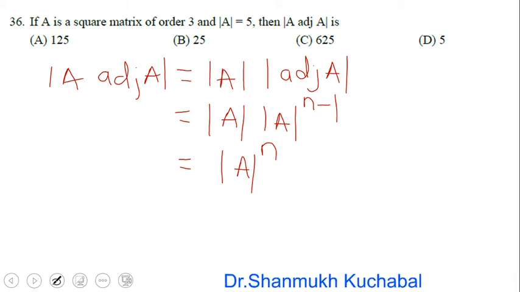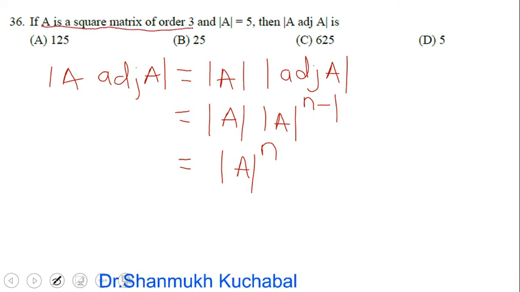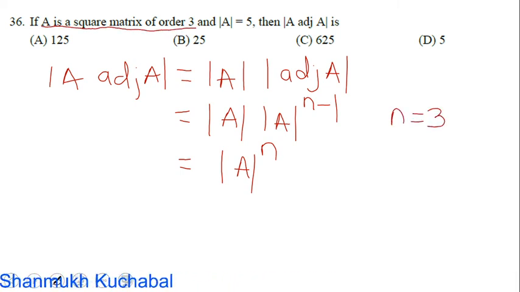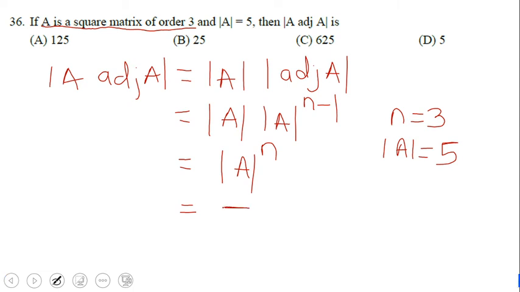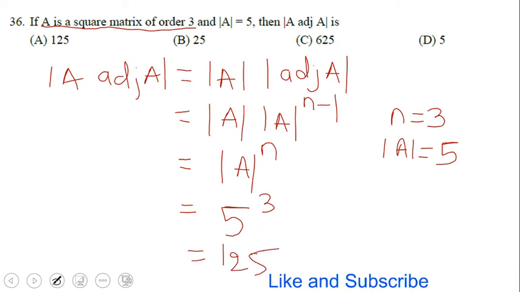Simplification. Okay. So further, see here, A is a square matrix of order 3, so n is equal to 3. And the determinant of A they have given as 5. This value we will use here. So determinant is 5, n is 3. 5 raised to 3, we will get as 125. Therefore option A is the right answer.